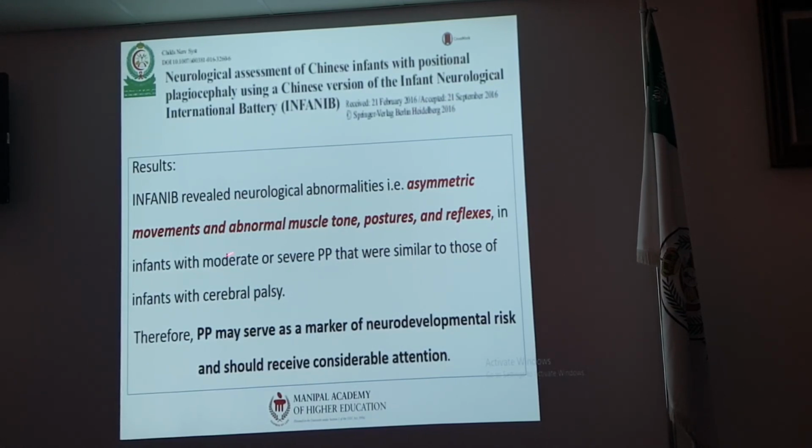This is another study. What they found is that asymmetric movement, abnormal muscle tone, posture and reflexes are highly predicted through the Infanib, and they did the sample analysis on children who had positional plagiocephaly. So if you have a child with positional plagiocephaly, you can actually use the scale to identify whether they have a problem or not.